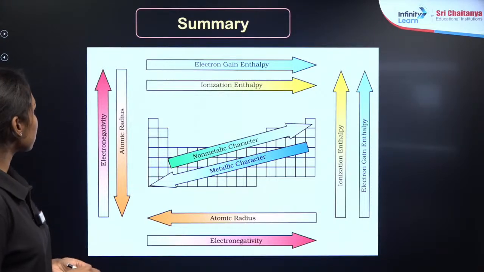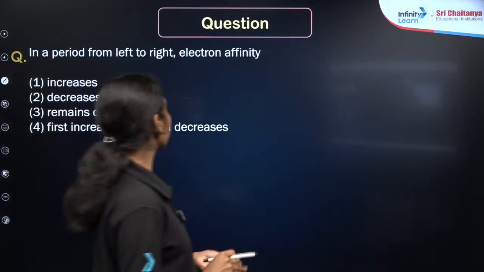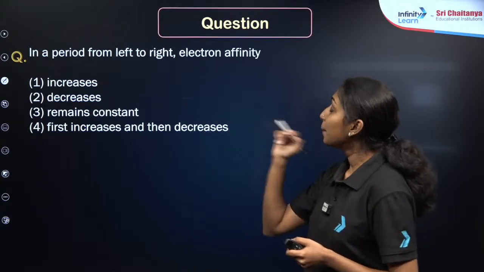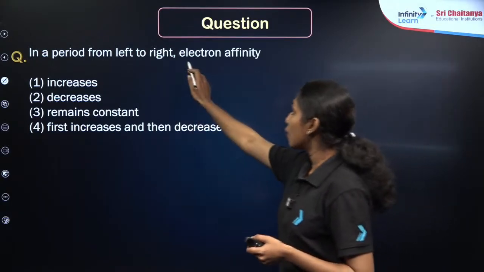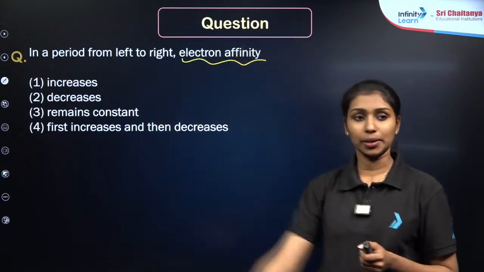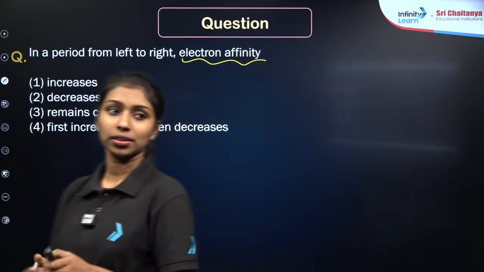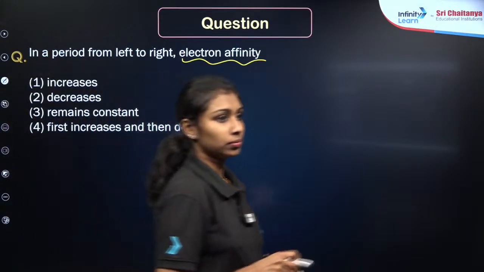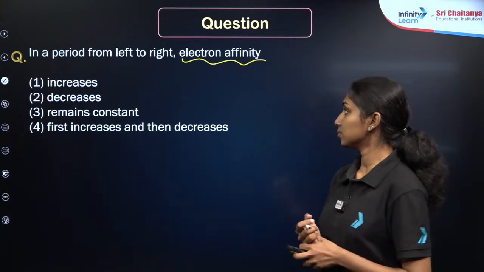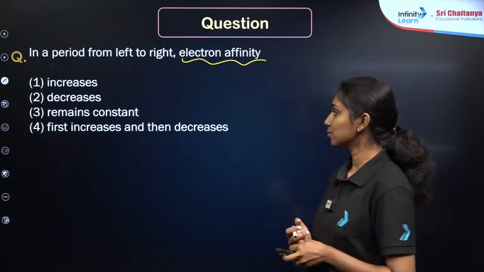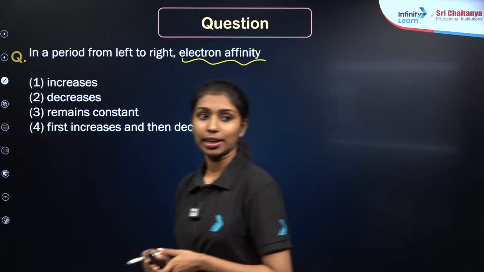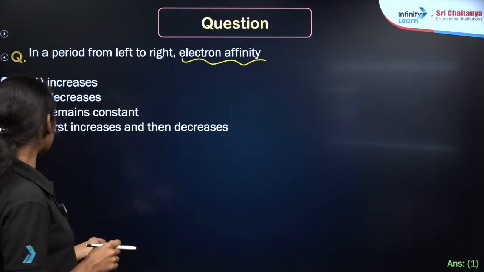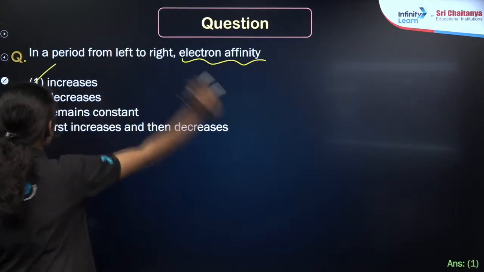Now let us practice some questions based on the topic we have covered today. Here is the first question for you. In a period from left to right, what will happen to the electron affinity? What will be the answer? Yes, Loria. Option A, option 1. It increases, right? Clear?